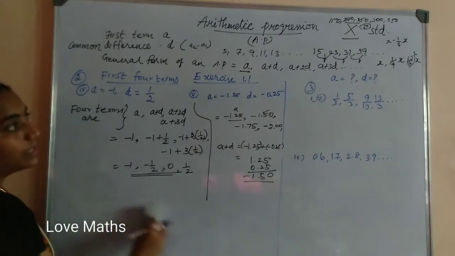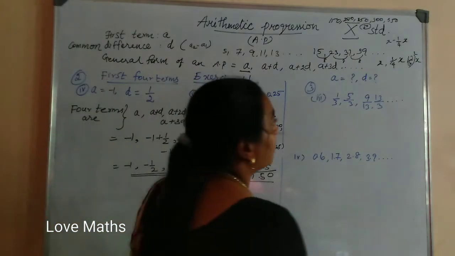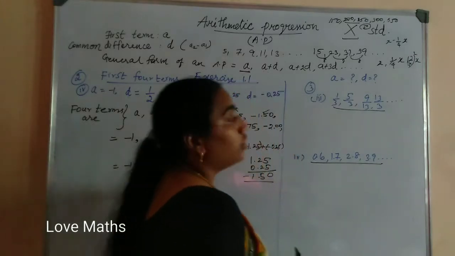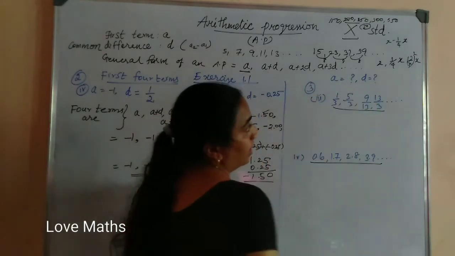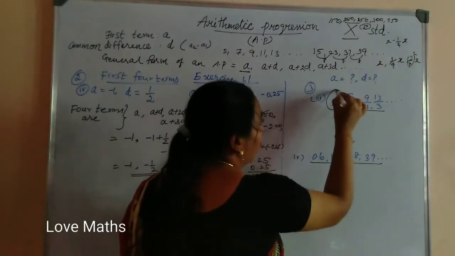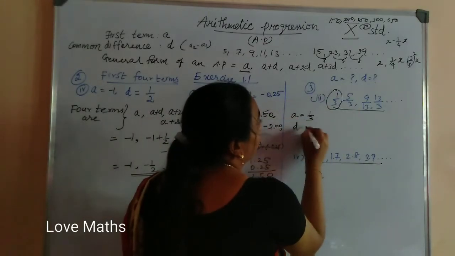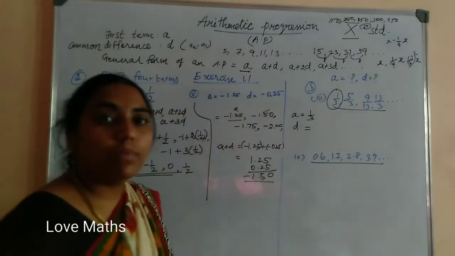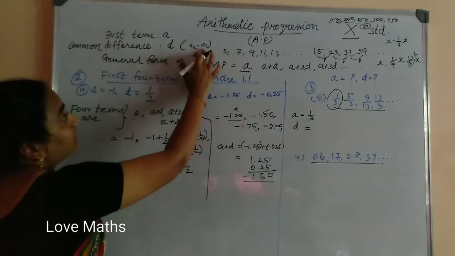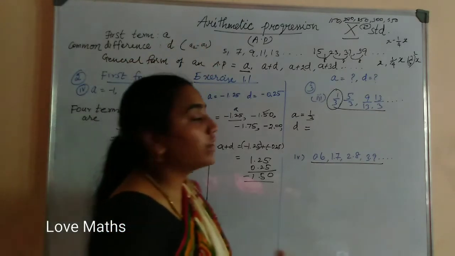Okay. Next, third main. What is the question? They have given the arithmetic progression, and you want to find A and D. What is A? The first term is A. So A is 1 by 3. It is very clear. Next, D. How to find D, the common difference? A2 minus A1, that means second term minus first term.